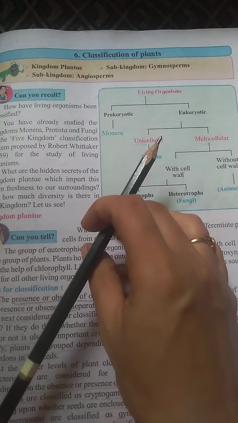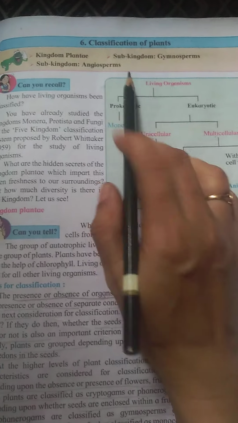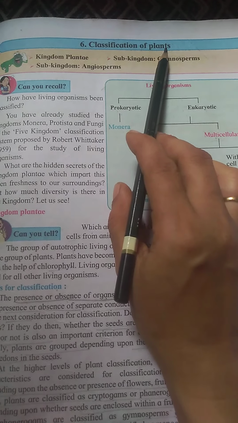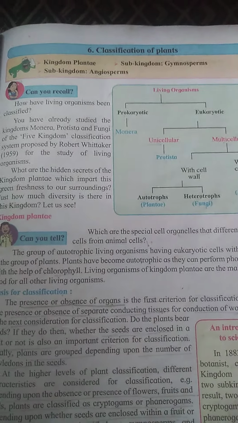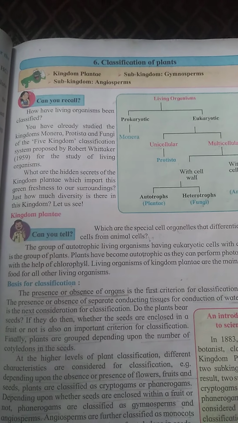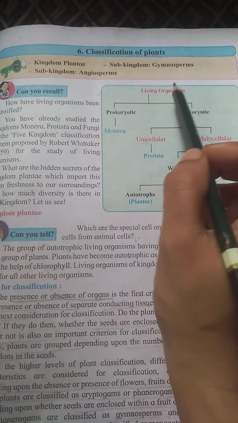Today we are going to study lesson number 6, classification of plants, in your textbook. This is the lesson of science 2. I will take the science 1 part later on. Before that, we'll start with science 2 as it will be easy for you to study on your own.